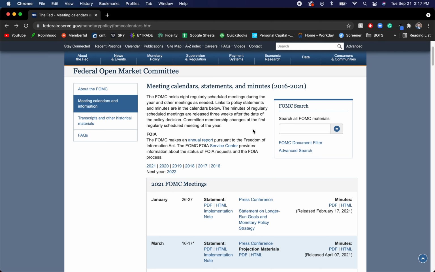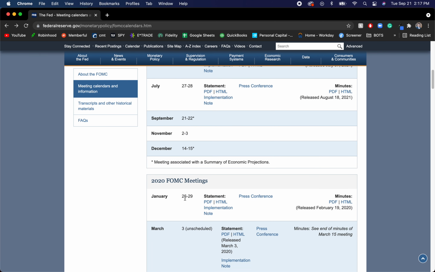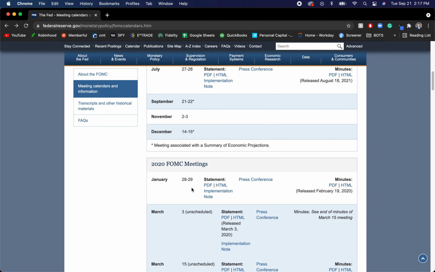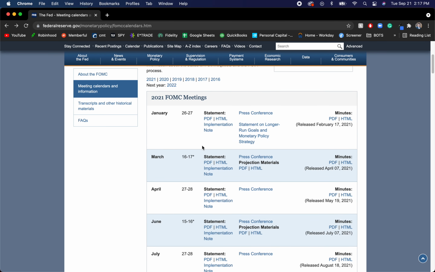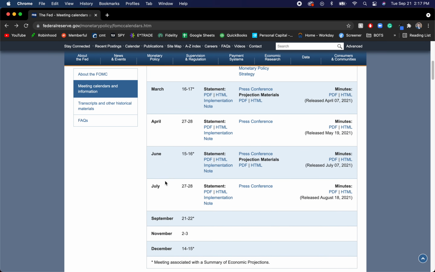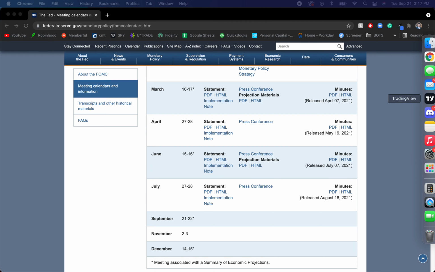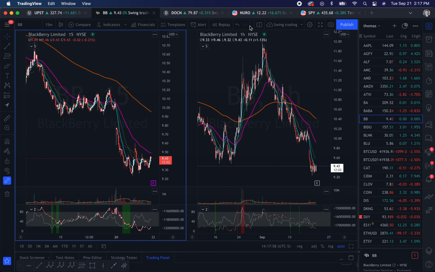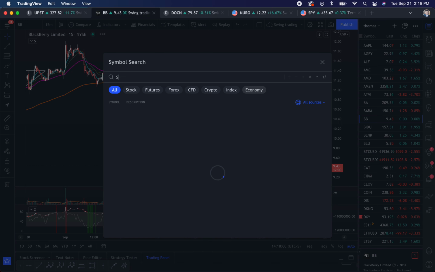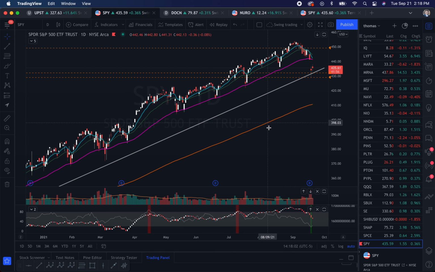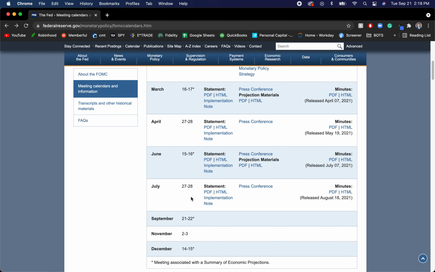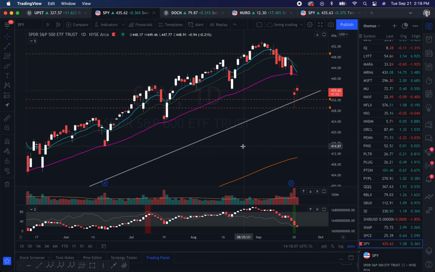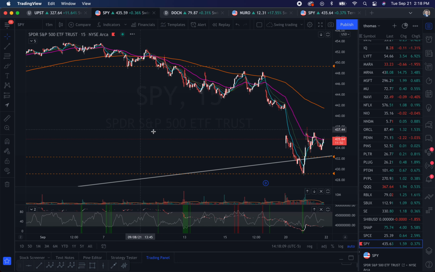So let's look at a few of these dates, right? We have January 26th, 27th, that's 2020, excuse me, 2022. We can see they didn't have one in August. Then September 21st and 22nd. So let's go back and see what the 27th and 28th actually looked like for the Fed, essentially back in their releasing of the minutes. So if I go back to, let's find out what it is, say July 27th and 28th.